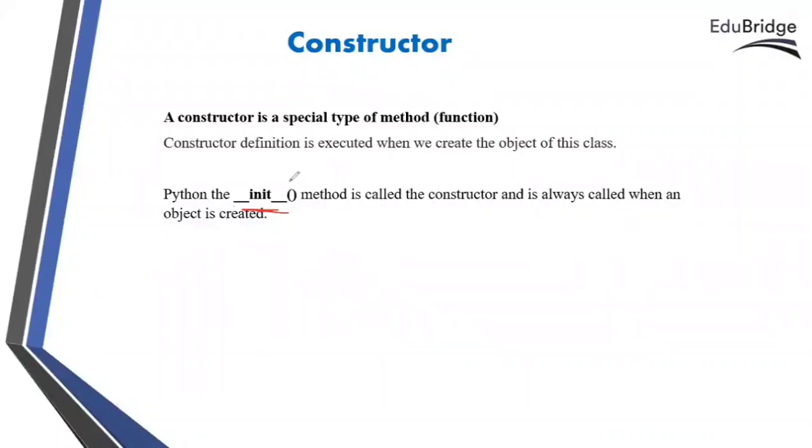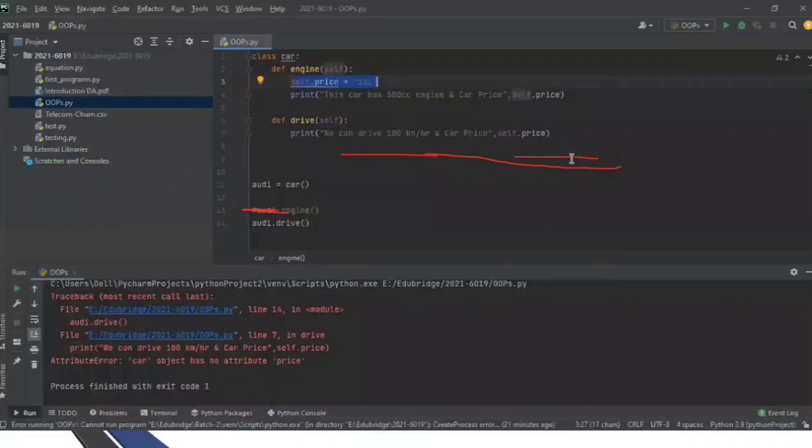But what is the role of a constructor? When we create the object, the constructor is automatically invoked. You don't need to call it. That's the best part of the constructor. The constructor definition is executed when we create an object of this class. Next video I'll show you how the constructor works in this example.